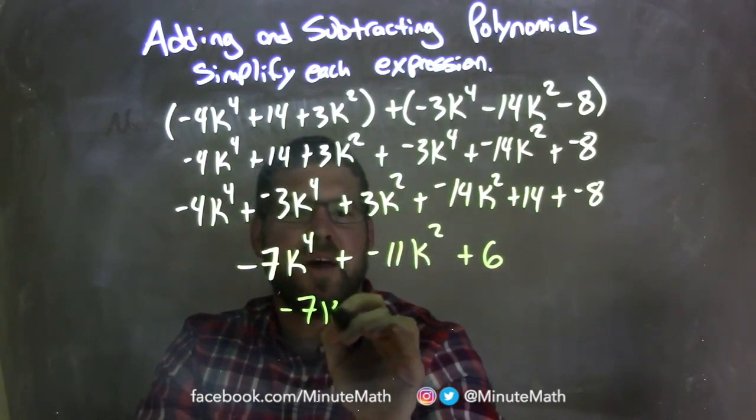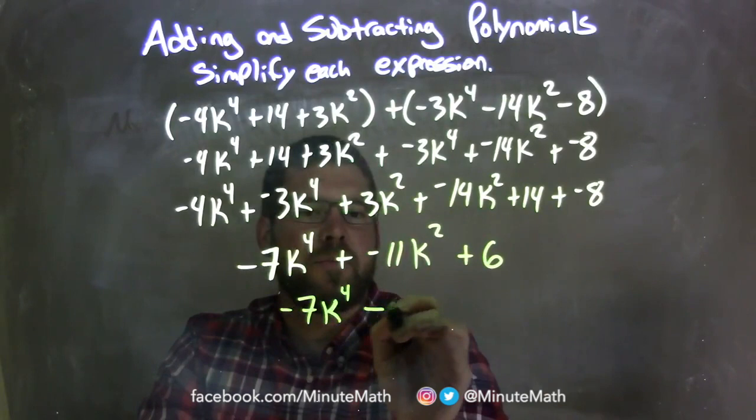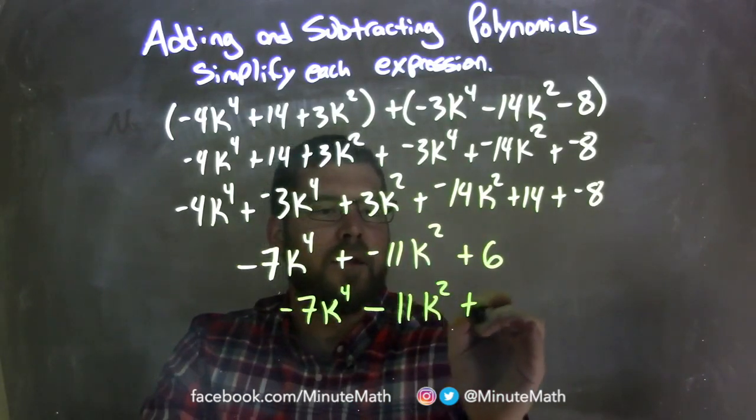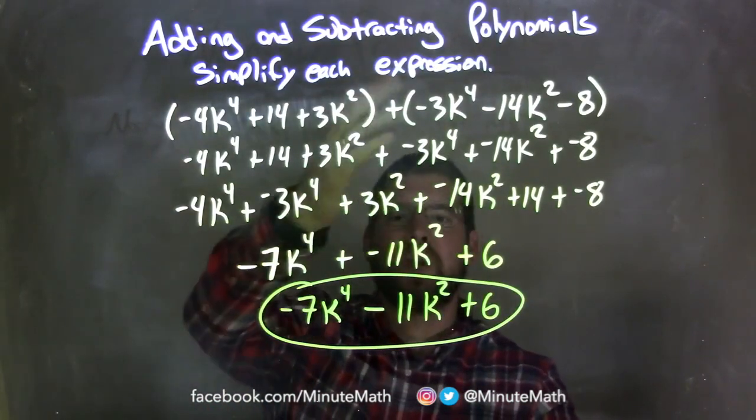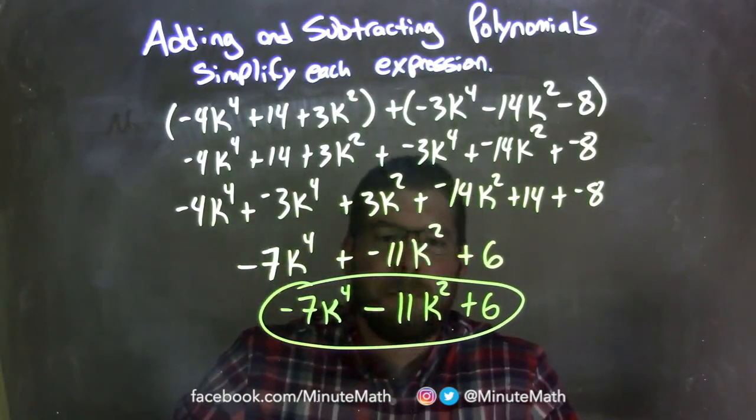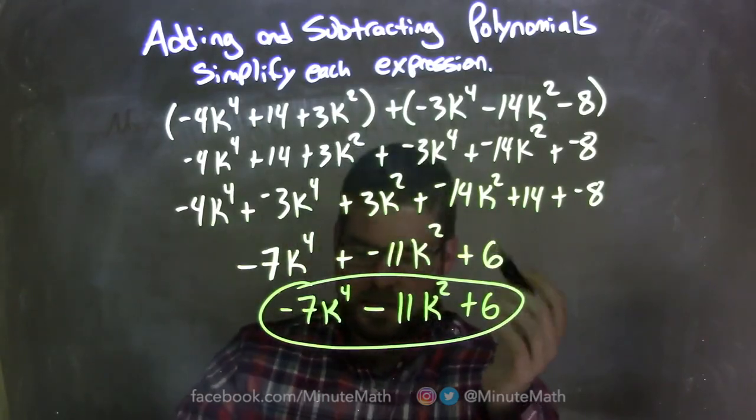So we have negative 7k to the 4th. I'm going to rewrite this to be subtracting 11k squared plus 6, and there we have it. We have our final answer from this large big thing to be negative 7k to the fourth minus 11k squared plus 6.